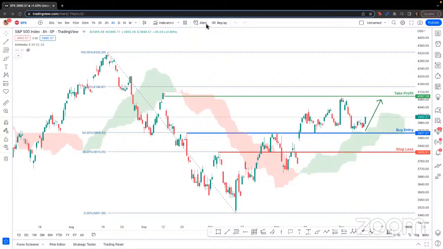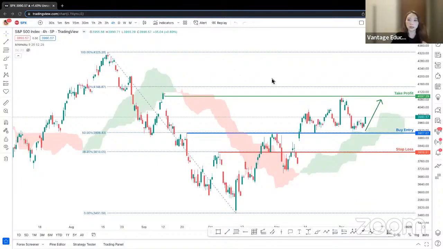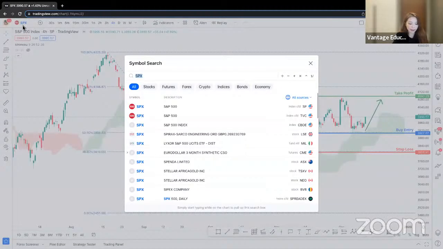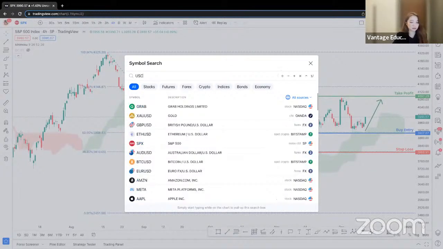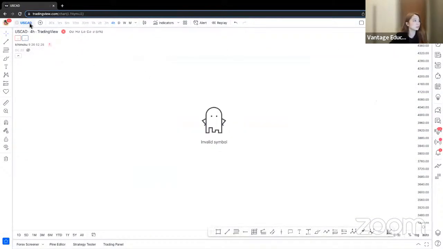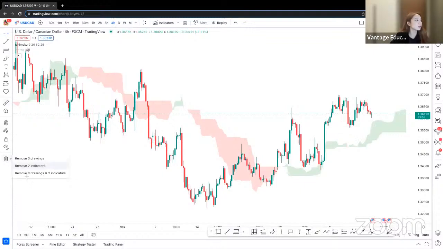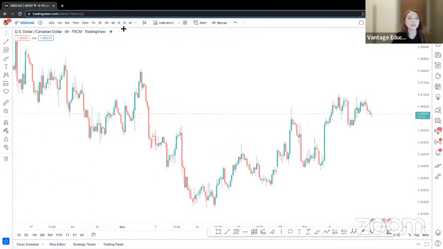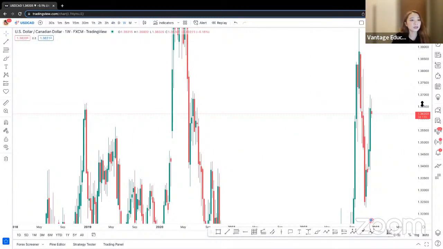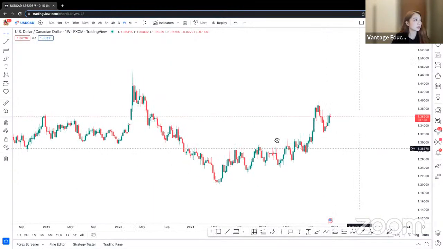Okay, so let me start the ball rolling. Let's look at dollar CAD. Okay, let's remove all indicators and let's start to analyze. Let's look at dollar CAD.